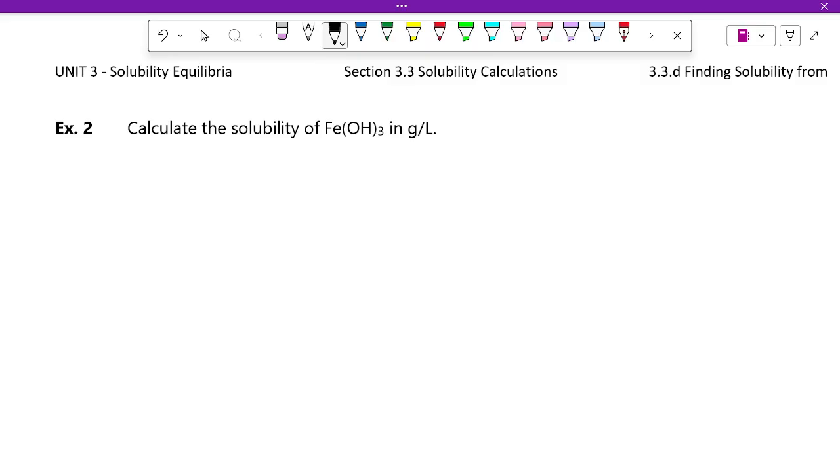Oh yeah, we state. And you get the KSP value. Would it be 3x? It would be 3x.